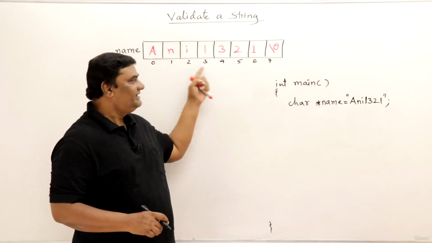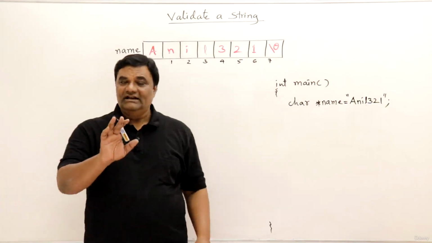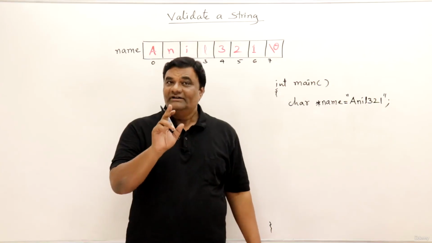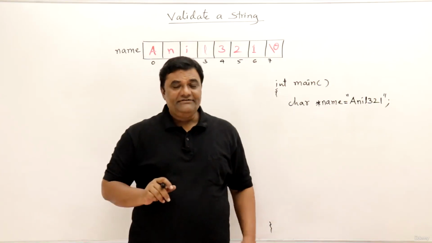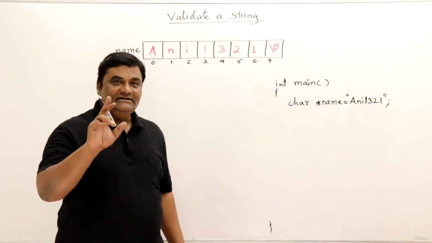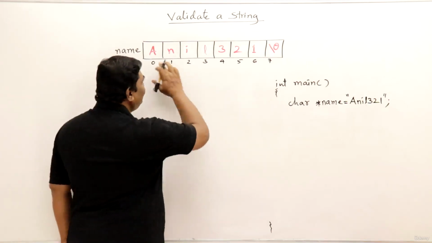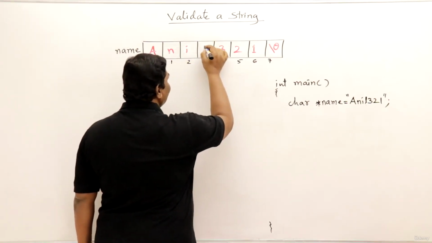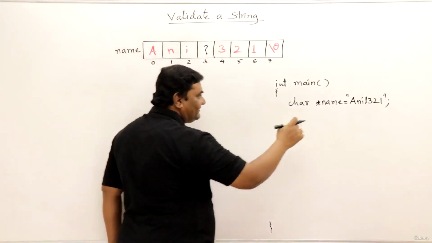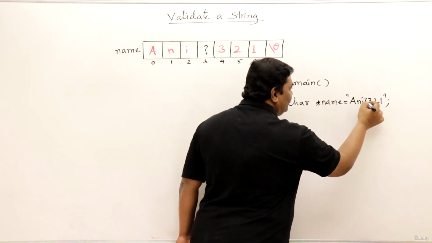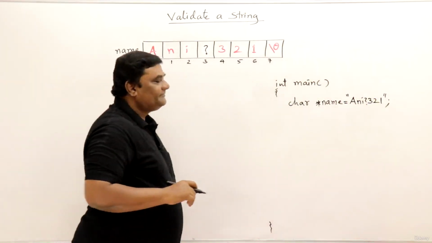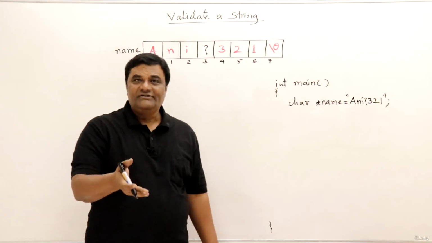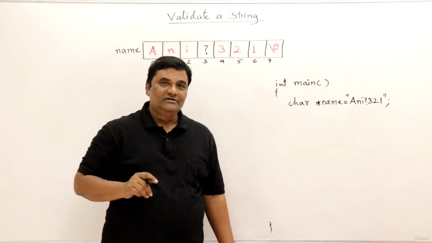So we have a string here. Now in this string only alphabets and numbers are there, so it is a valid string. If any special character is there, then it is invalid. For example, I will change one of the alphabets, I'll make it a question mark, like this is a special character. So if it is a special character, then it is an invalid string, right? So this is what we have to check, whether it is valid or not.